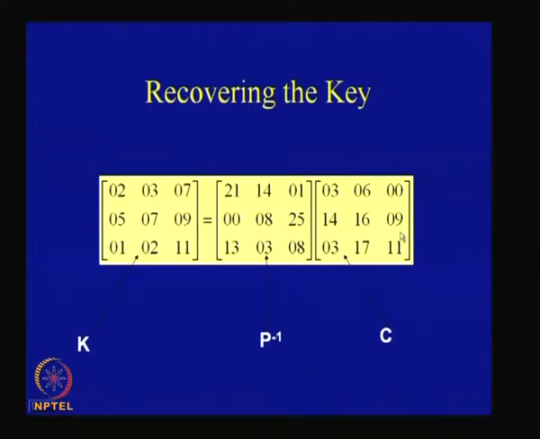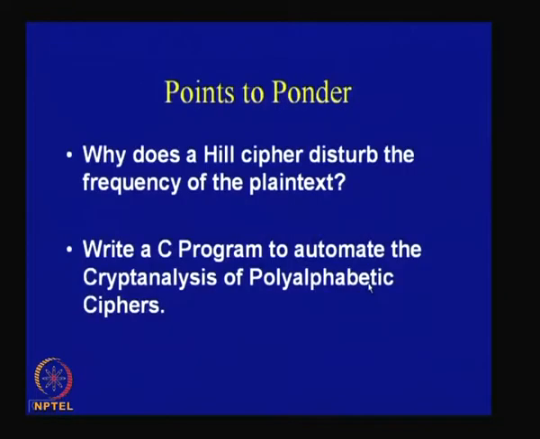Essentially this gives us a technique for mounting a known plain text attack on the standard Hill cipher. I will give you certain points to think on, like why does a Hill cipher disturb the frequency of the plain text at all. You can take a Hill cipher of size m and try to find out why the frequency of the plain text is disturbed.